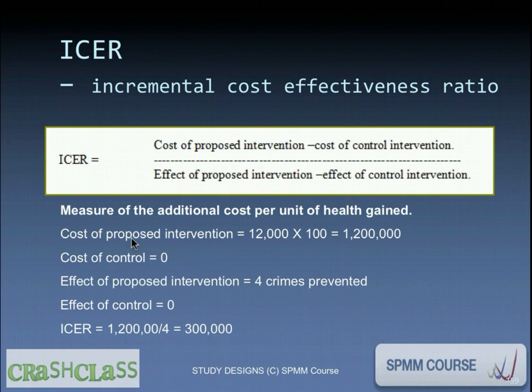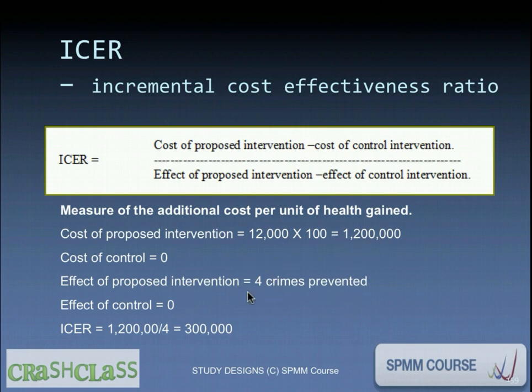So in this question, they're telling us it costs £12,000 per student for the intervention to work. So how many people are you intervening with? You have 100 students totally. So 12,000 times 100, 1.2 million is what you are investing in this program. If you invest 1.2 million, how many crimes are you preventing? 4 crimes. Remember, there was no control program before this, so the cost of the control program should be assumed as 0, and the effect of the control program is also assumed to be 0. So if you invest 1.2 million, 4 crimes are prevented.